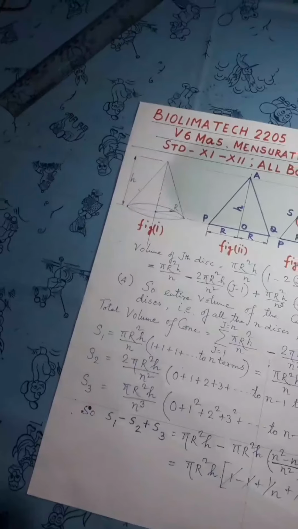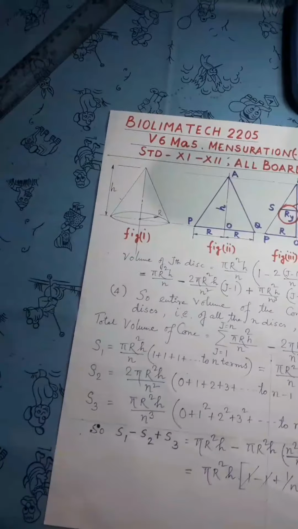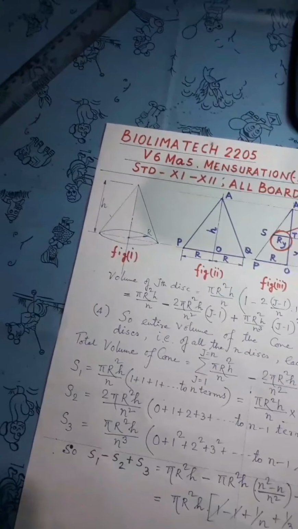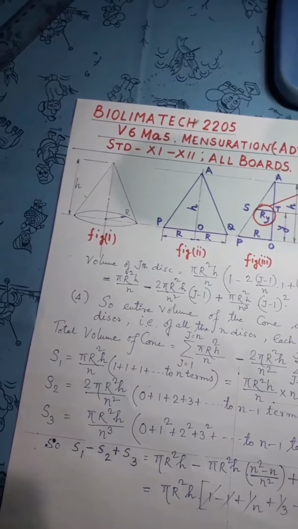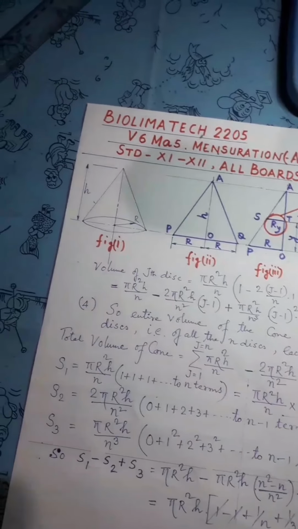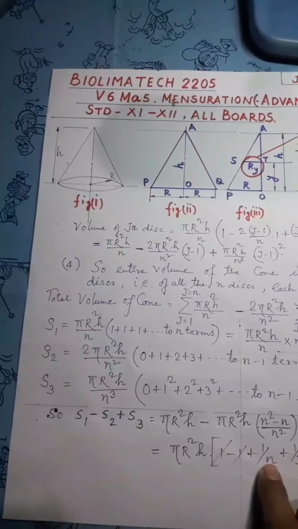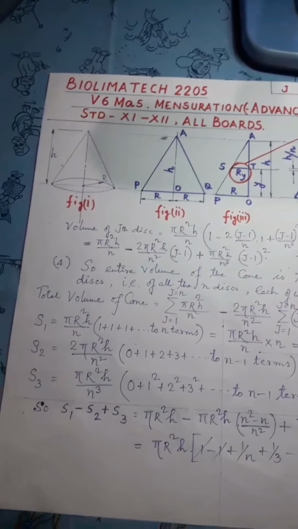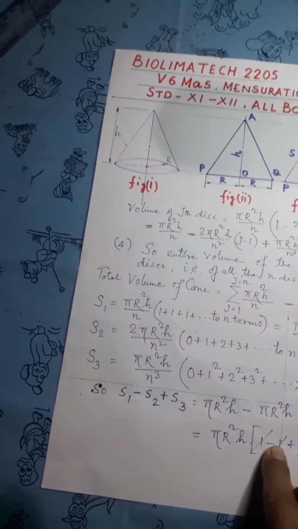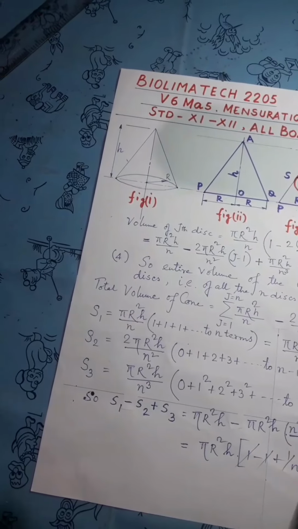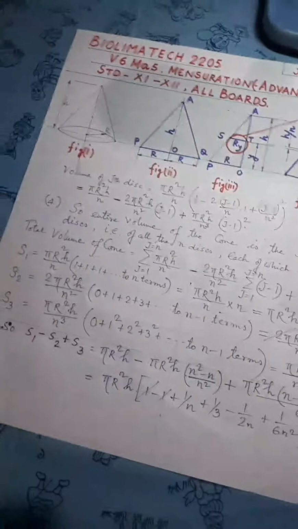Now we conclude that n being a very large number, any member having 1 in the numerator and n or higher powers of n in the denominator will be negligibly small. So we neglect 1 by n, 1 by 2n and 1 by 6n square. And 1 and 1 have already cancelled out, leaving only 1/3. So that gives us pi r square h into 1/3, that is 1/3 pi r square h, which is the expression for the total volume of the cone.